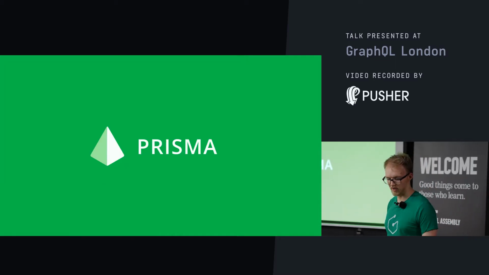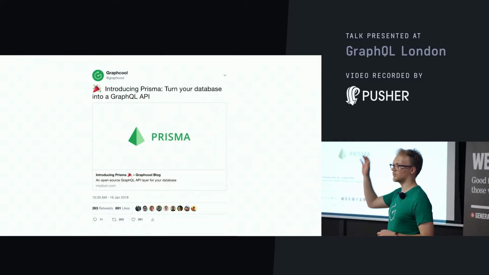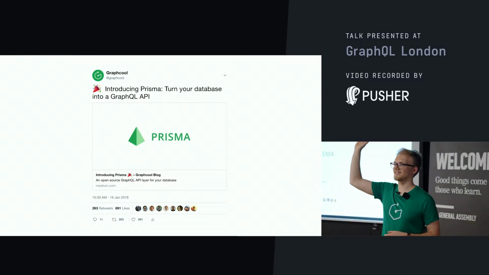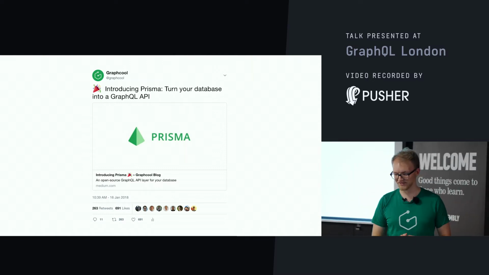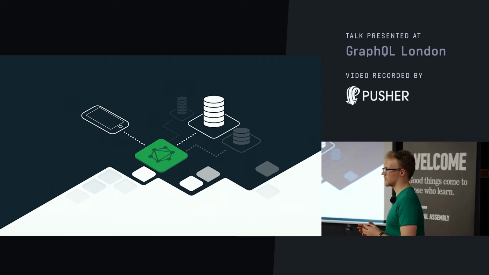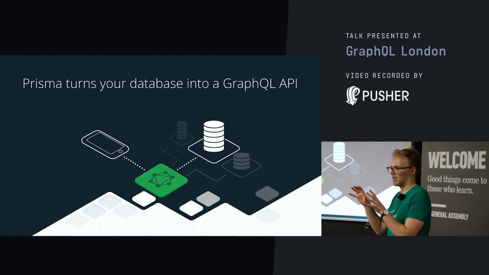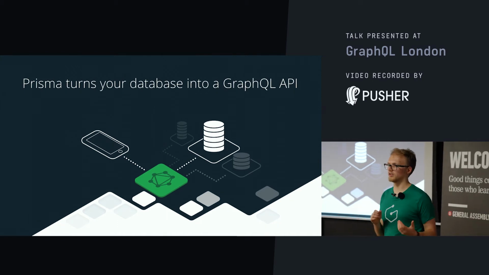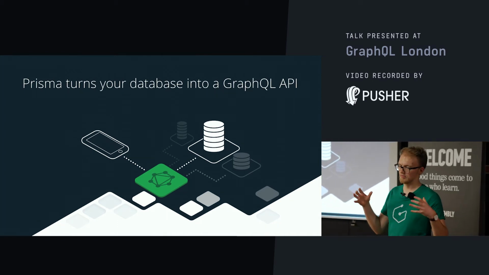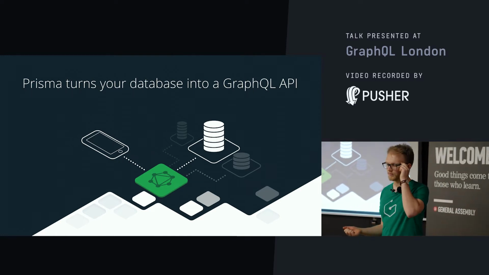Yeah, so Prisma. Who of you has seen this last week on Twitter? Yes, great range. Awesome. So Prisma is very simple to explain. You can kind of think about it as a GraphQL proxy layer for your database. What you do is you put Prisma in front of your database and you get a GraphQL API.